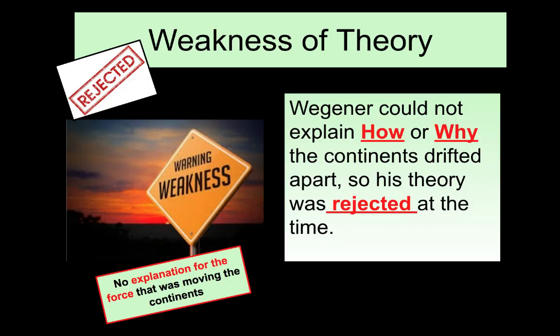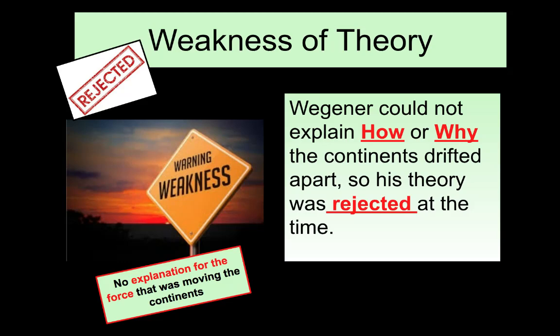He had all of this evidence. It was valid. It was strong. He had enough evidence. But there was one crucial piece he could not explain. He could not explain how the continents were moving or why or what caused the continents to move. He had no explanation for the force that was moving the continents all over the world, boys and girls.